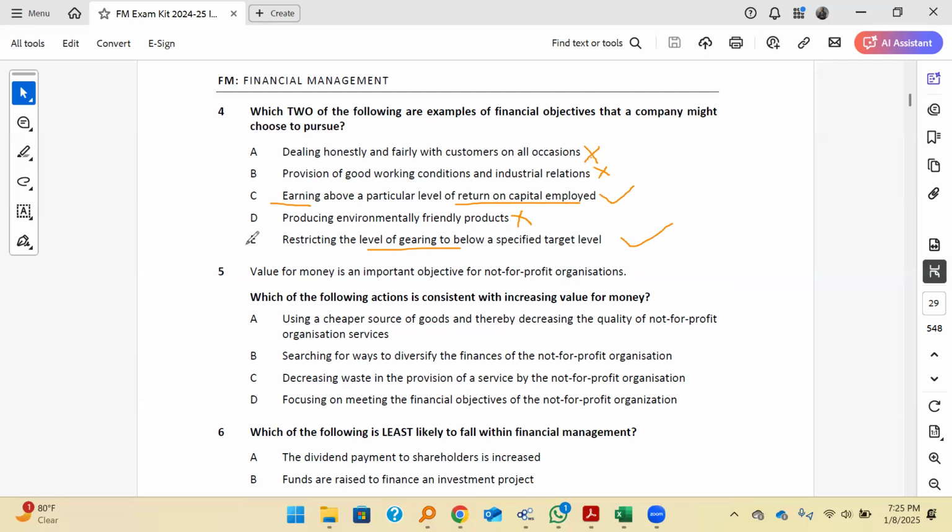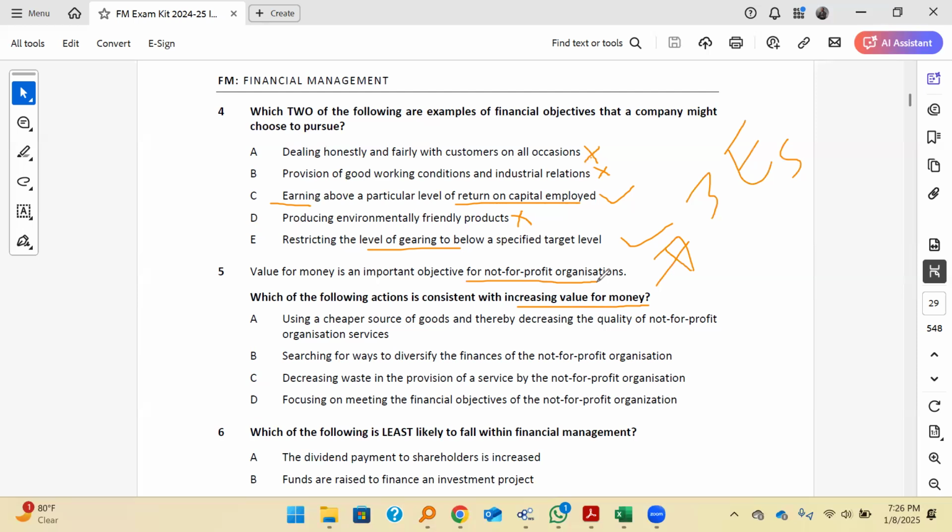Then they ask us again, which of the following actions is consistent with increasing the value for money? So when it comes to non-profit organizations, because I said they don't mostly look at financial aspects, but they have what we call value for money. So value for money basically looks at the three E's: economy, efficiency, effectiveness. And I'm sure you've heard about these ones several places before. It's not going to be the first time you're hearing about them. But those are the three E's that the non-profit organization will look at.